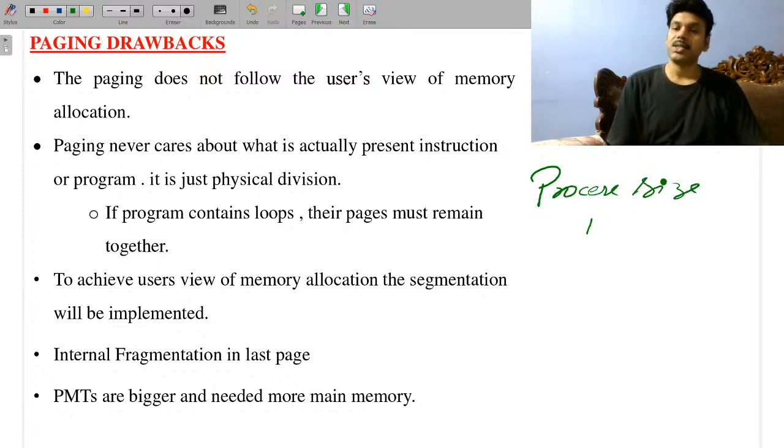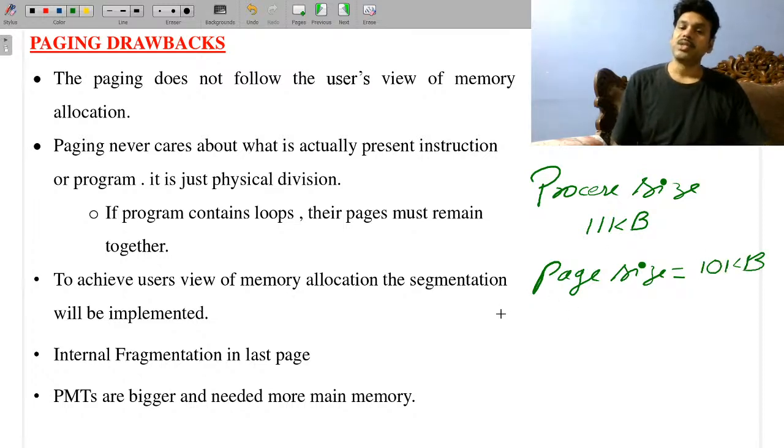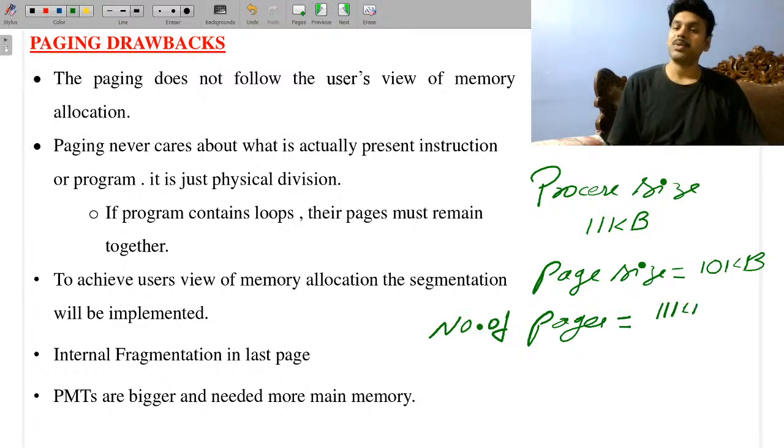My process size is equal to 11 kilobytes and my page size, or frame size, is 10 kilobytes. Now friends, you can understand how many pages you require. As a rule, the number of pages is your 11 KB process divided by your 10 KB page size. Hence you are going to require 2 pages.